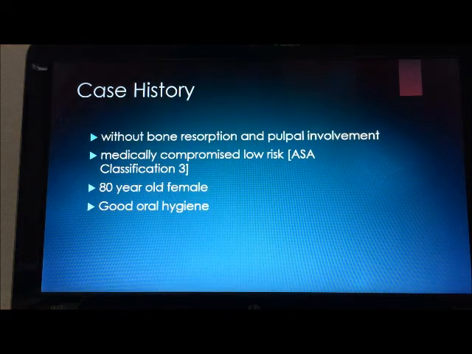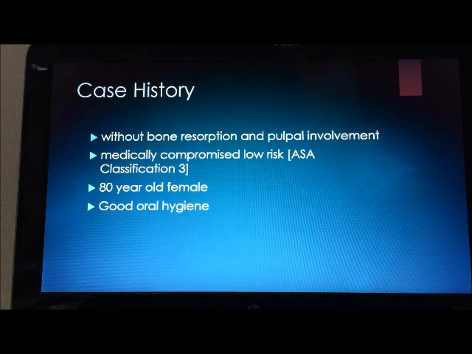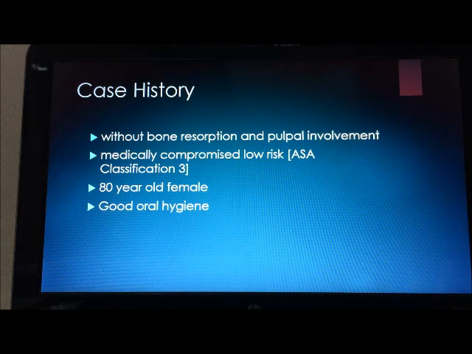This case report involves a successful treatment in an 80-year-old medically compromised low-risk female patient with a complicated medical history, thus having good oral hygiene. The patient in this case had a medical history of atrial flutter, hypertension, edema, and renal disease. Hence, the patient was classified as an ASA Class 3 patient since the patient was stable and was not a high-risk patient.